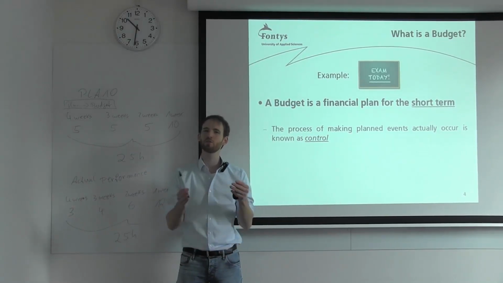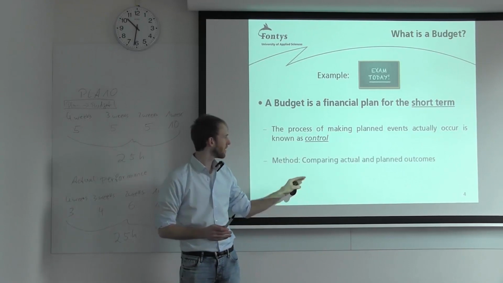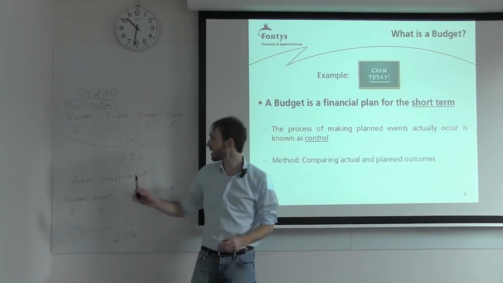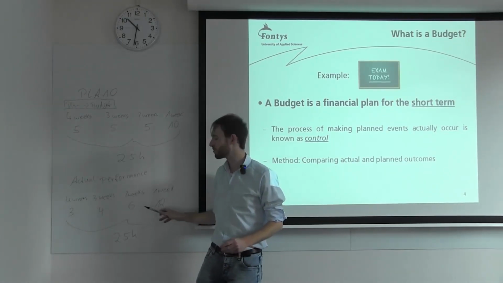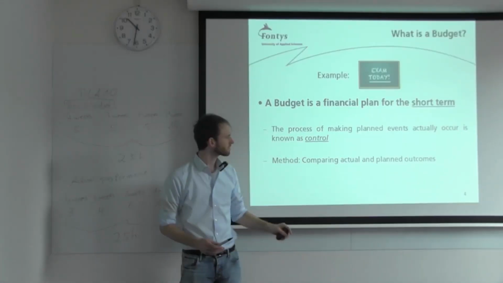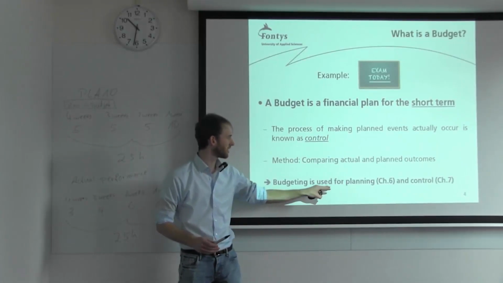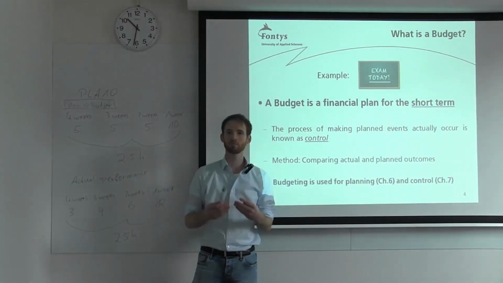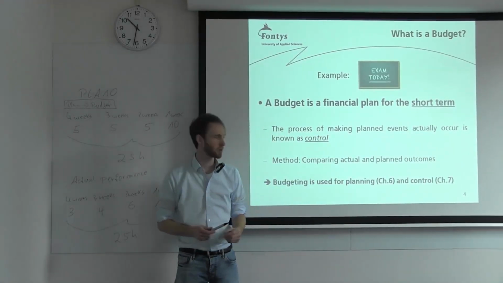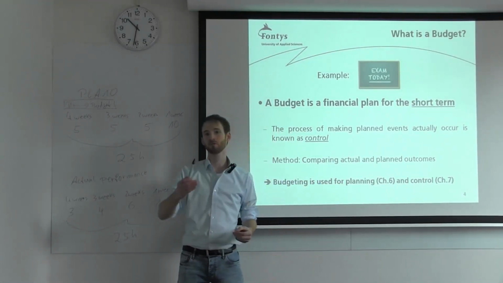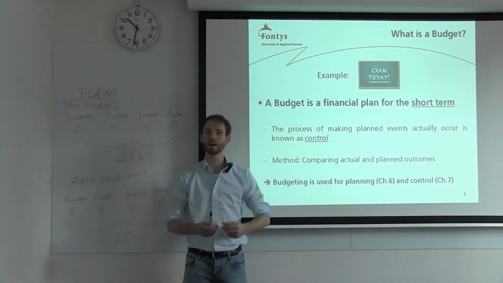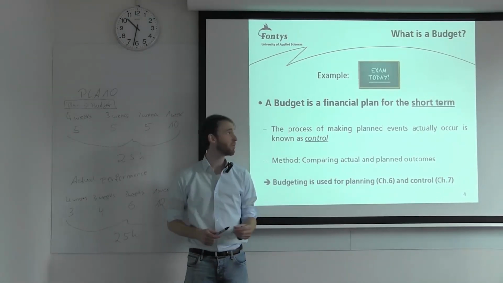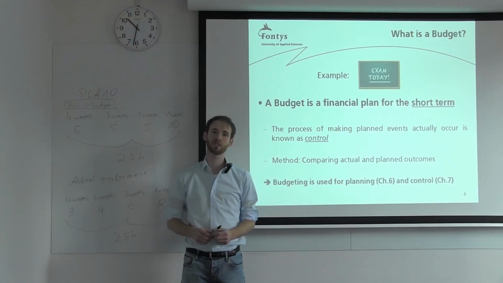And these are basically the two functions of budgeting. What we did is we compared our budget with the actual performance. And then we adjusted our performance. And this is called control. So the two functions of budgeting are actually planning, which we do now, which we also do in chapter 6 of the book, and controlling, which is what we do next week, also chapter 7 of the book. And these are the two functions of budgets. And with this, hopefully we could answer our first question: what is a budget?